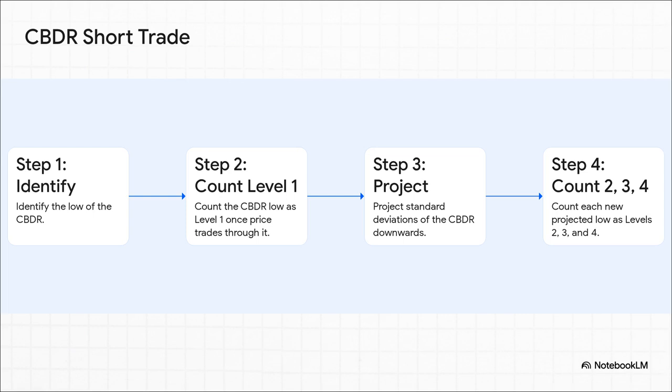From there, it's pretty simple math. You just take the size of that original CBDR range and project it downwards. That first projection is level 2. The next one is level 3. And the one after that is level 4. And if you're looking for a long trade, you guessed it, you just flip the whole thing on its head.